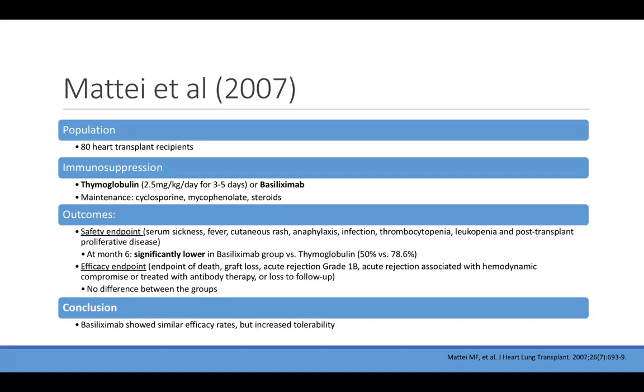And then in terms of the efficacy endpoint, in terms of death, graft loss, acute rejection, or hemodynamic compromise, there were no differences between the groups. And so this led more people, if they are going to use an induction agent in their heart transplant recipients, to use Simulect, because it shows similar efficacy rates, but a much higher tolerability.